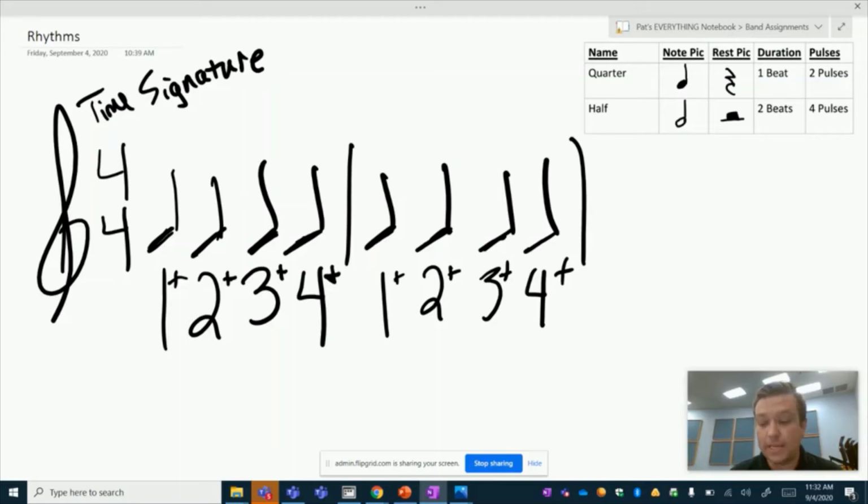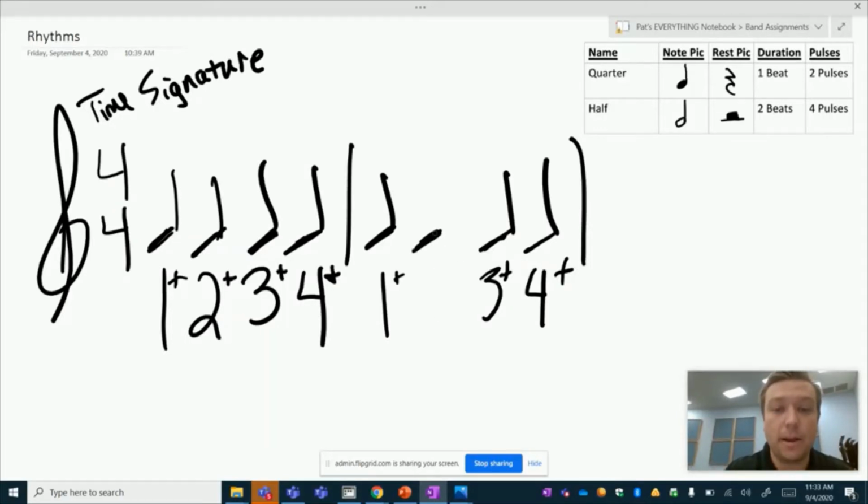If I was to write a rest in there too, let's say I have a quarter rest on beat 2 in measure 2, I would go 1, and then I would make a small 2 and a small and, and I'd cross those out because it's a rest and they're small. They're still there, but I cross them out because it's a rest. Okay, now let's teach something else new.